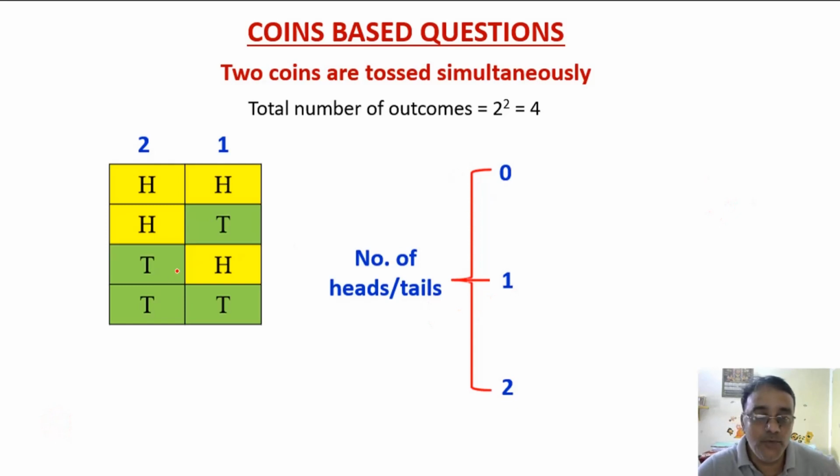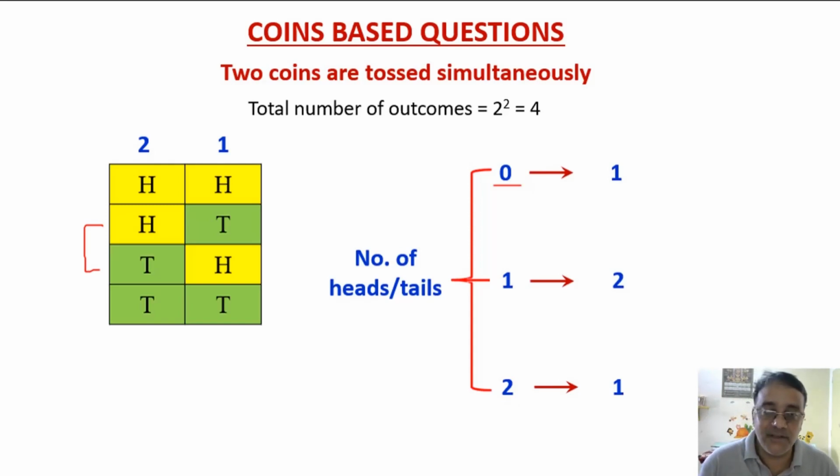Okay, so how many times 0 heads are there? 1 time, right. And how many times 1 head are there? 2 times, right. And how many times 2 heads are there? 1. Okay, so अब इसमें क्वेश्चंस कैसे आते हैं देखो. What is the probability of getting 1 head? 2 by 4, that is 1 by 2.